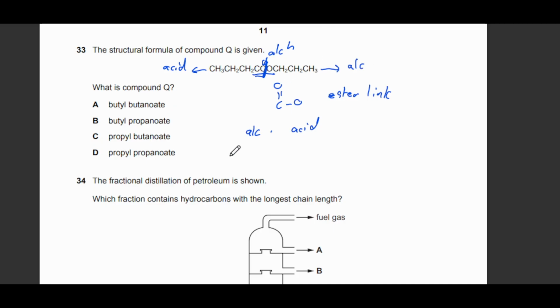So 1, 2, 3 for alcohol, what is the prefix for 3 carbon is prop. So you have propyl. And then if you count 1, 2, 3, 4, there's 4 carbon on the other side. So therefore, your name will be but, right? But means 4, butanoate. So therefore, your answer is propyl butanoate. With this, you just need to remember, when you see the COO, the side with the O is the alcohol. The side with the C is the acid. Okay?